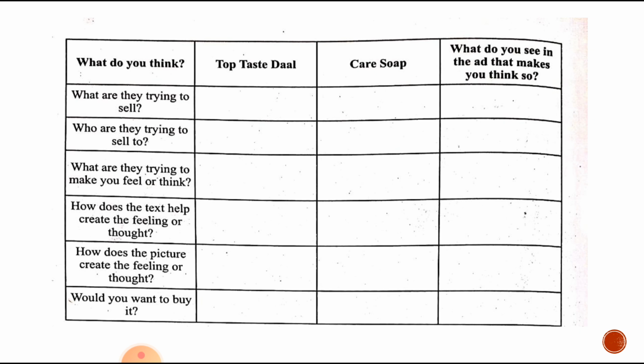The next question, how does the text help create the feeling or thought? See, giving the best to the guest and the top taste of dal is a way of showing, it is a caption and the headline that they have given here. And in the second, when we talk about the soap one, it is a way of showing care to the dearest one, that soap brings freshness. See, the headline and the supplementary sentence help us to think about that ad.